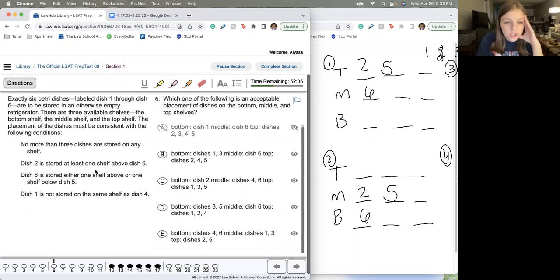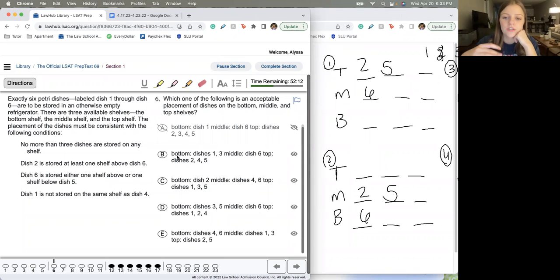My next rule is 2 is stored at least 1 shelf above 6. And this is one of those games where you have to really pay attention to what is the middle, what is the top shelf, because it's in a sentence structure, I guess you could say. They don't have it structured like this, where it's visually easier to see your 2 through 6.